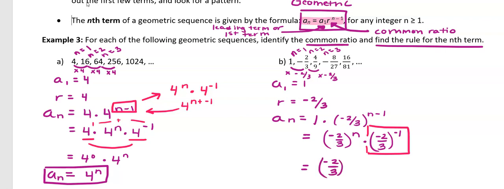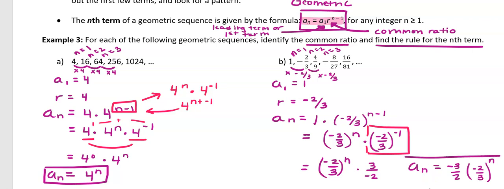So we're still going to have the negative 2/3 to the n, but this is going to flip. So now we're going to have a 3 over negative 2. And they're still to the first power, but we don't need to write that. And then, of course, this can simplify. So I would probably put this in front since it seems as if it's a coefficient. So I'm going to write my final answer as negative 3/2 times negative 2/3 to the nth power. And that would be my simplified geometric formula for example B.